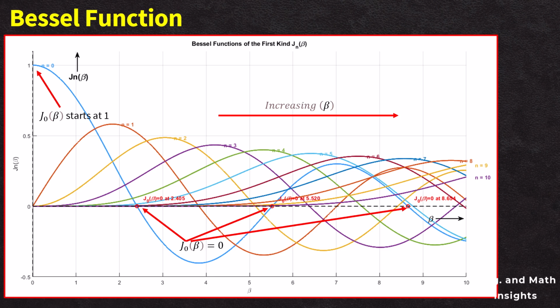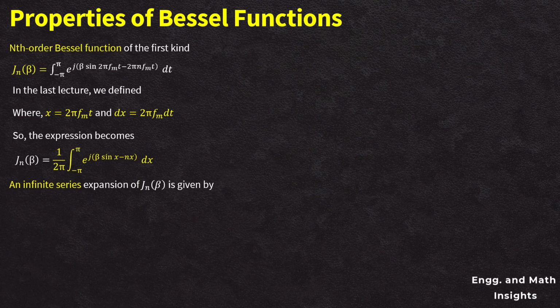Now let us understand the behavior of this nth order Bessel function Jn(beta). As the value of n increases, Jn(beta) becomes smaller and approaches 0 for a fixed beta, especially when n is much greater than beta.